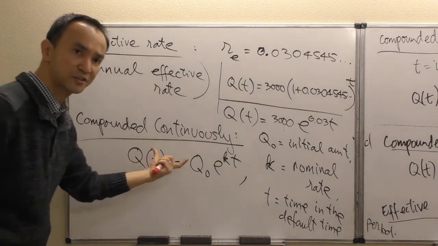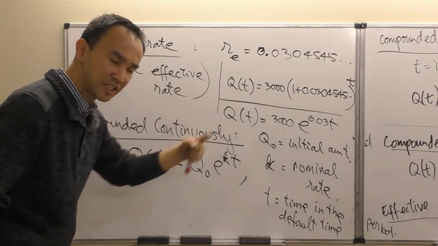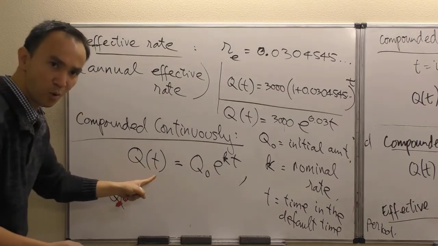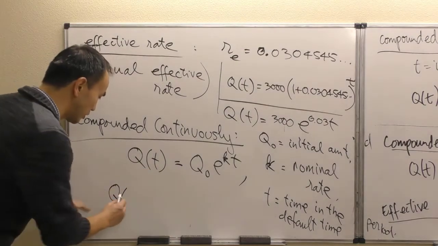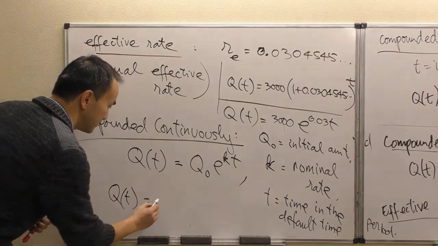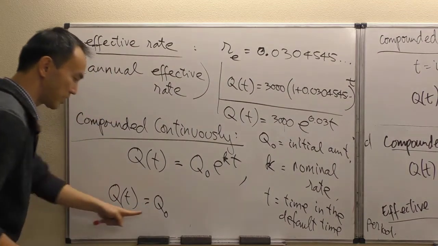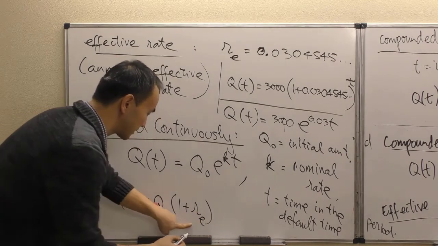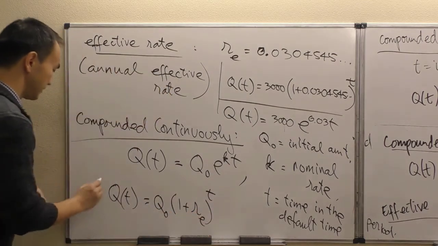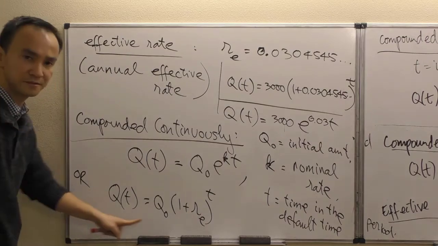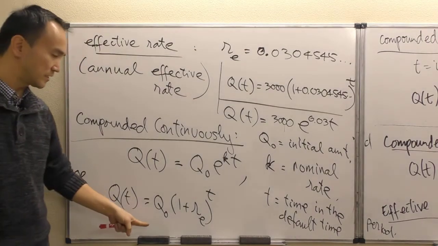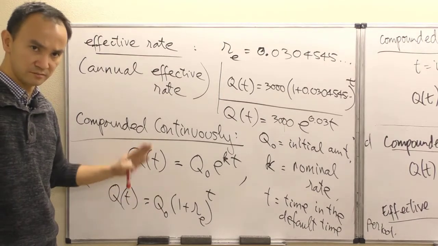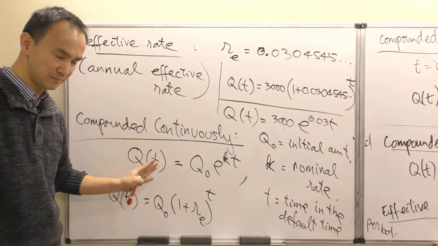We agree that our money is growing continuously. Then in that case, the same quantity can also be modeled by the following function: q sub 0 times 1 plus the effective rate raised to the t. That's another version of that. They're all continuous models. Again, I make it clear, all continuous models.